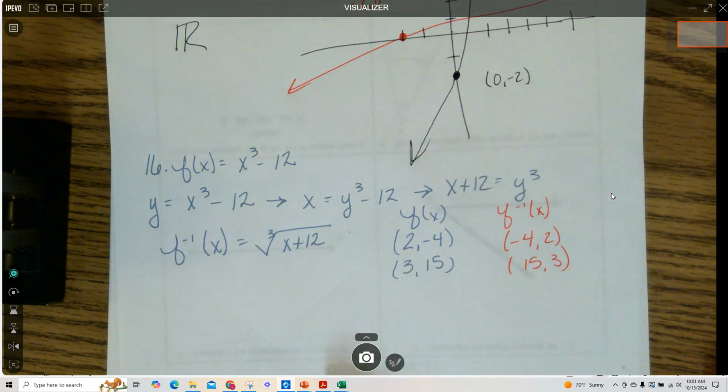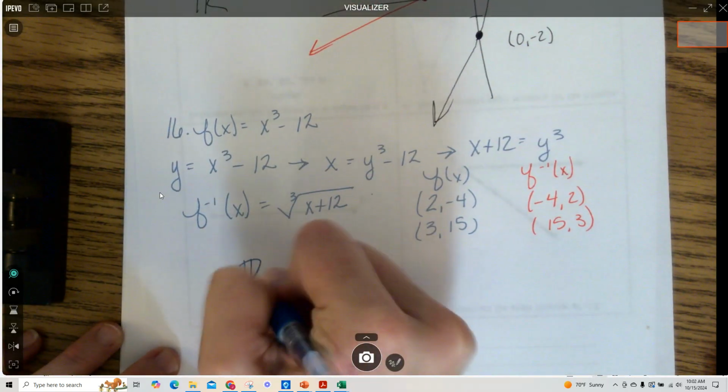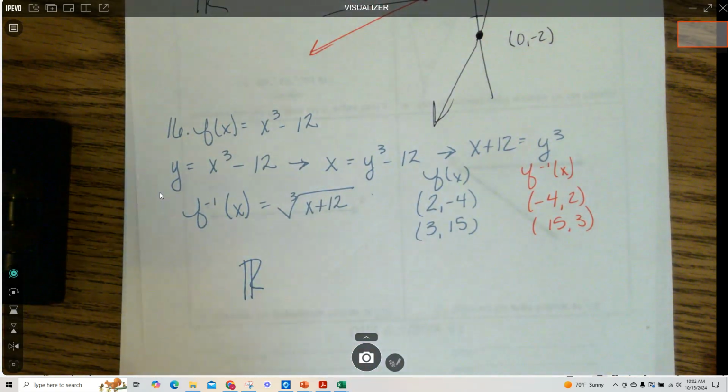And then it wants domain and range on those. Yeah, it's all real numbers on the domain and range for both of those as well, because you don't have a denominator to worry about. All of those other things that affect your x and y values aren't there on that one.